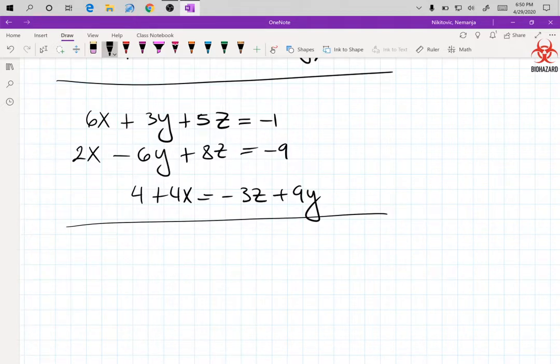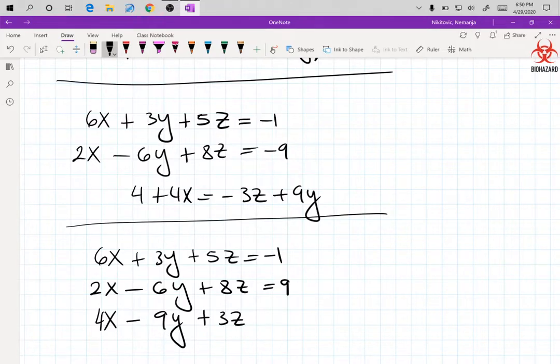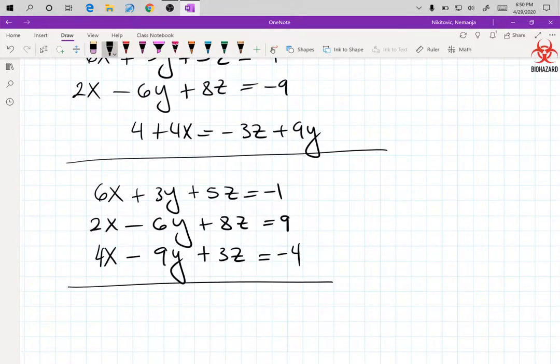And we need to clean up the bottom equation. So let's copy everything and have it nice and clean. So 6x plus 3y plus 5z equals negative 1. 2x minus 6y plus 8z equals negative 9. 4x stays on the left side. Minus 9y has to move, so it changes the sign. Plus 3z also has to move, changes the sign. And 4 has to move to the other side, changes the sign. Ta-da!